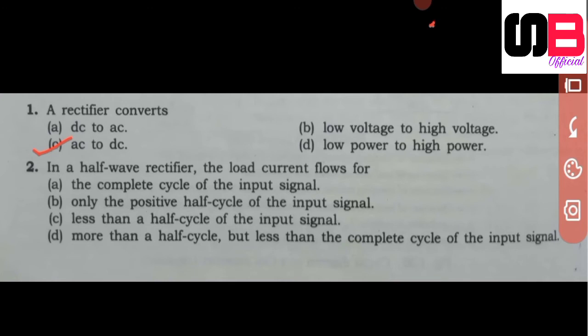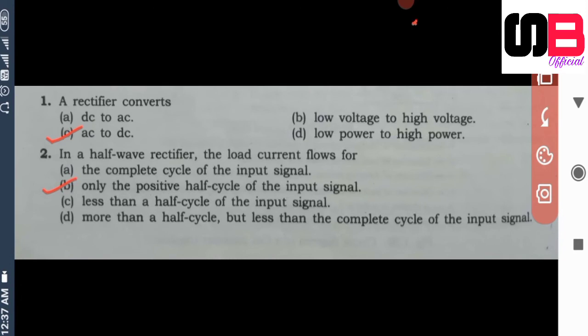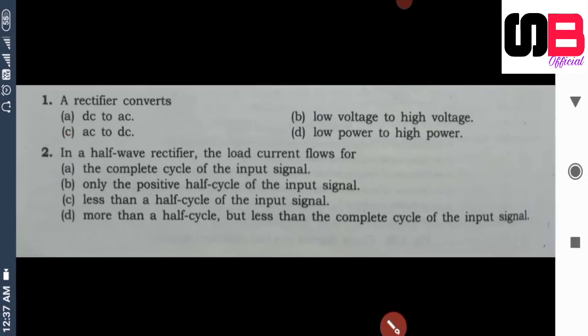The next one, in half wave rectifier, the load current flows for. Option A, the complete cycle of the input signal, only the positive half cycle of the input signal, less than a half cycle of the input signal, and the last one is more than a half cycle but less than the complete cycle of the signal. So the answer is only the positive half cycle of the input signal. We already discussed this.